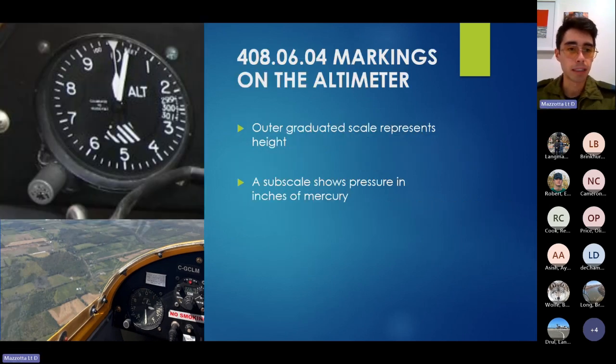So the markings on the altimeter go 0 to 9, which indicates 0 to 100, 200, 300, 400, 500, etc. But then they also indicate hundreds of feet, thousands of feet, and 10,000s of feet. So the outer scale is what represents the height. And the subscale on the inside, in between the 2 and the 3, is what indicates the altimeter setting in inches of mercury. That can be corrected or set differently by rotating the knob on the left there. And that's going to cause the needles on the altimeter to change as well.